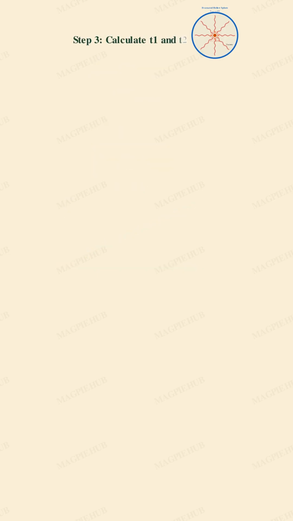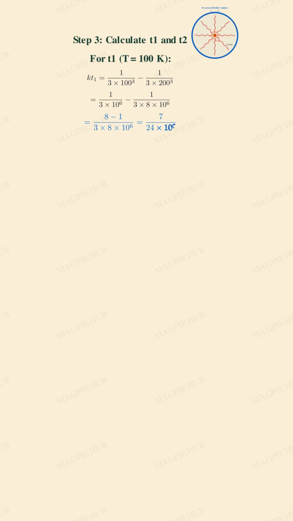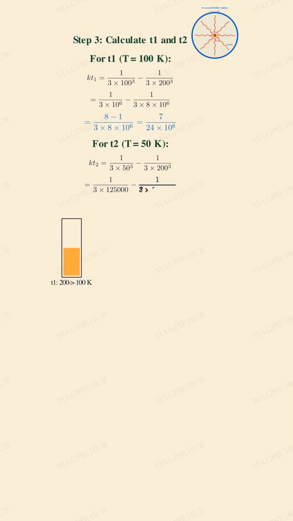Step 3. Calculate K t1 and K t2. For T1, the temperature drops from 200 to 100 Kelvin. Substituting, K t1 equals 1 over 3 times 100 cubed minus 1 over 3 times 200 cubed. Computing, 100 cubed is 10 to the 6, and 200 cubed is 8 times 10 to the 6. Taking the common denominator, we get 8 minus 1, over 3 times 8 times 10 to the 6, which equals 7 over 24 times 10 to the 6. For T2, the temperature drops to 50 Kelvin. 50 cubed is 1,25,000. Similarly, K t2 equals 64 minus 1, over 3 times 8 times 10 to the 6, which equals 63 over 24 times 10 to the 6.